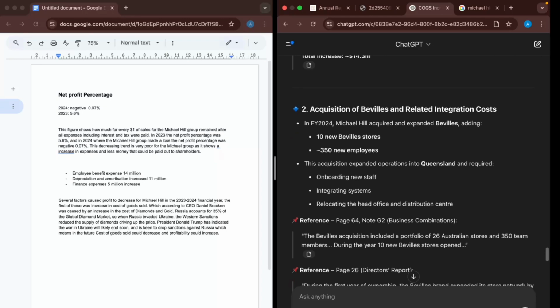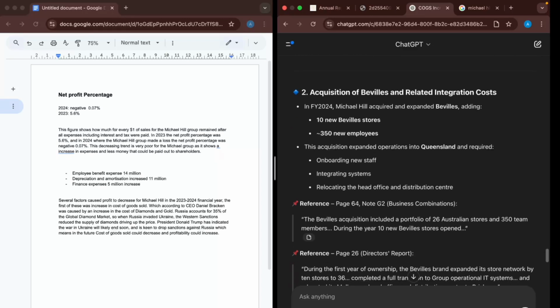Okay. So we know during the year, guys, I did have a bit of a read of the Michael Hill financial report beforehand, that they acquired a new business in Australia, which included 26 stores and 350 team members. So obviously there's going to be a bit of increased cost onboarding them, integrating the systems together, and stuff like that, which would come under employee benefit expenses, and it would also include kind of getting them on pension plans and stuff like that. So we'll go ahead and we'll put that in.